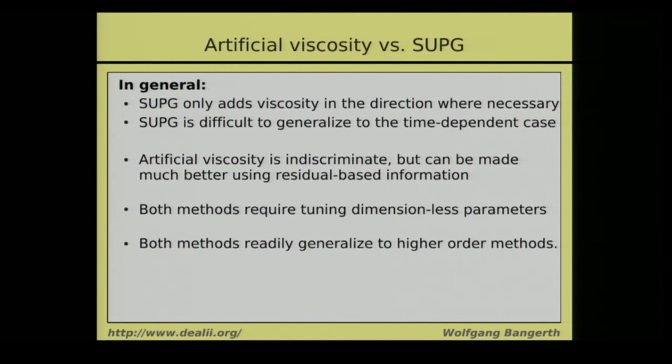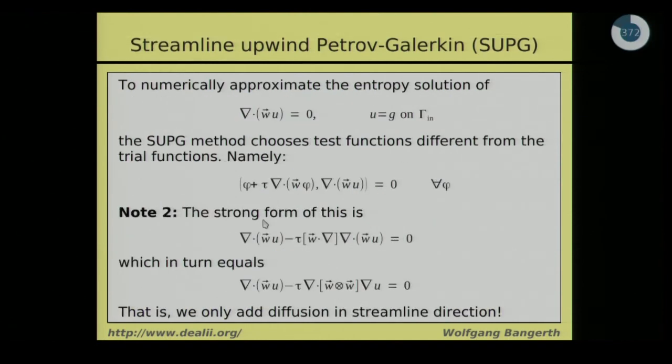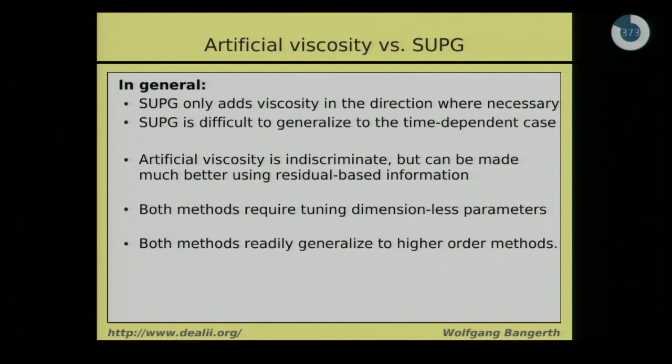If I want to compare these two methods with each other, the SUPG really only adds viscosity in certain directions. It turns out that SUPG is rather difficult to generalize for time-dependent cases. So if I don't just look at the stationary transport equation, but go back to the case where I have du over dt plus this term here, it turns out that SUPG is very difficult to get right. Artificial viscosity, the approach that I showed you before, is indiscriminate in this regard.